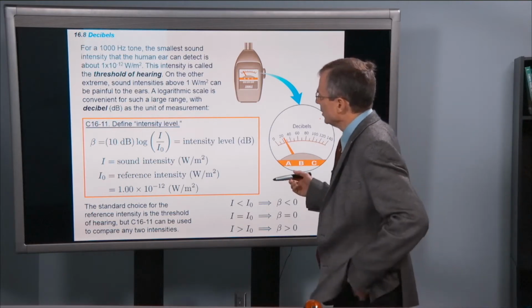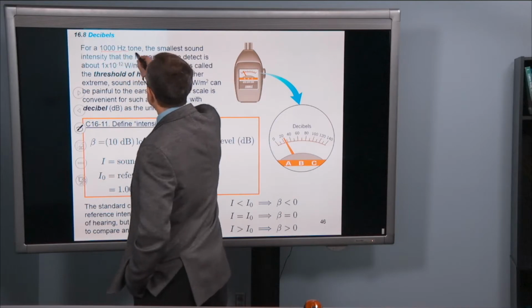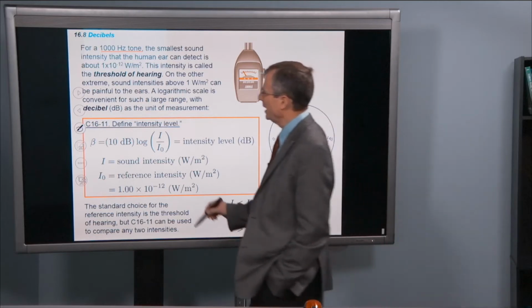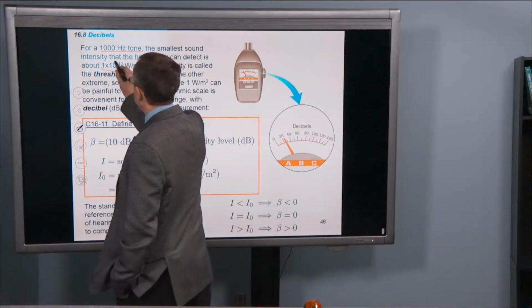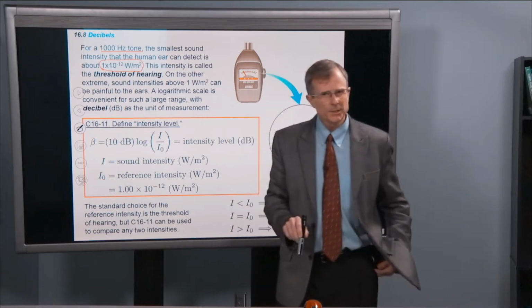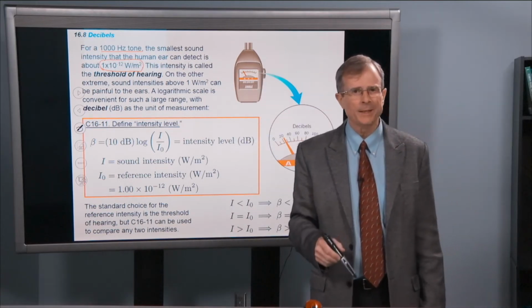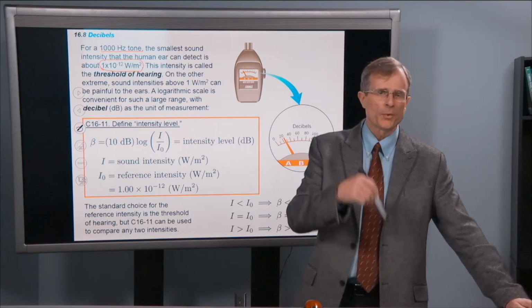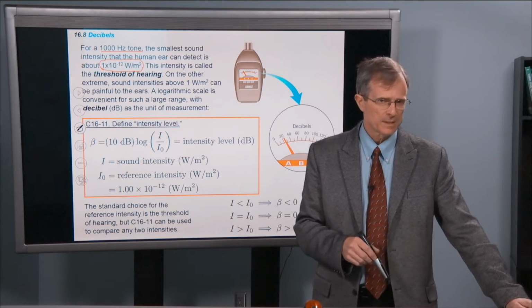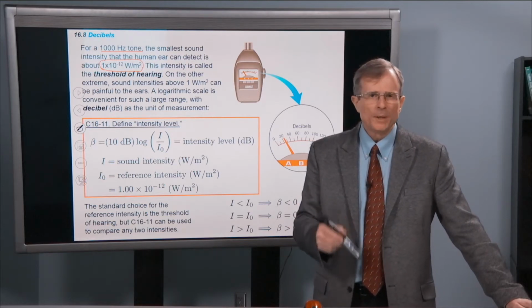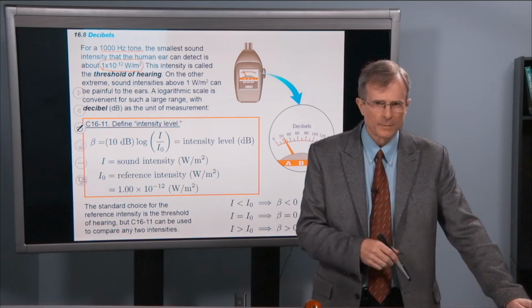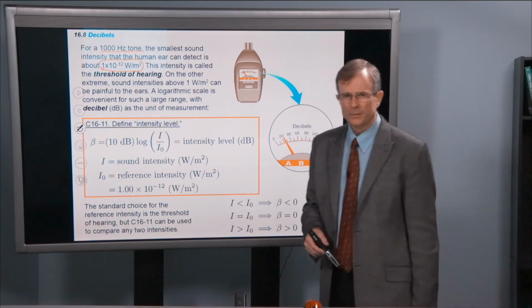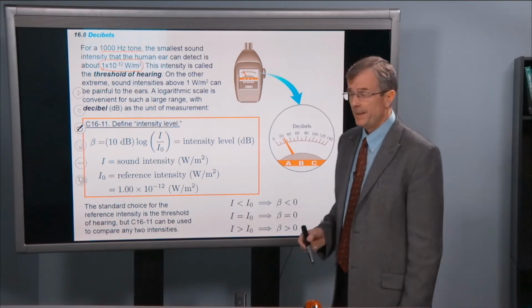So for a 1,000 hertz tone, the smallest sound intensity that the human ear can detect is about 1 × 10⁻¹² watts per square meter. And I'd like you to please consider how tiny that number is. What's 10 to the minus 12? Well, 1 millionth is 10 to the minus 6. So this is a millionth of a millionth of a watt per square meter. 6 plus 6 is 12. That's a very, very small sound.